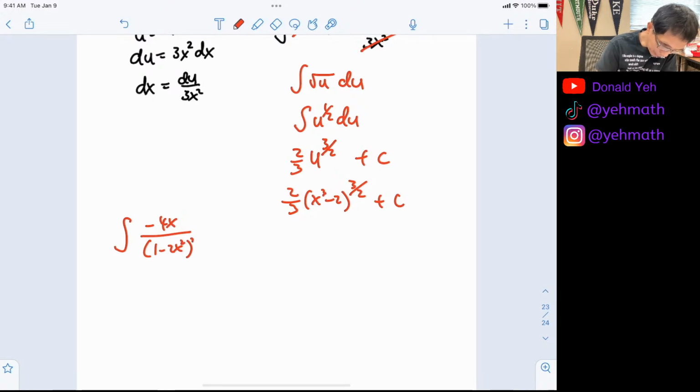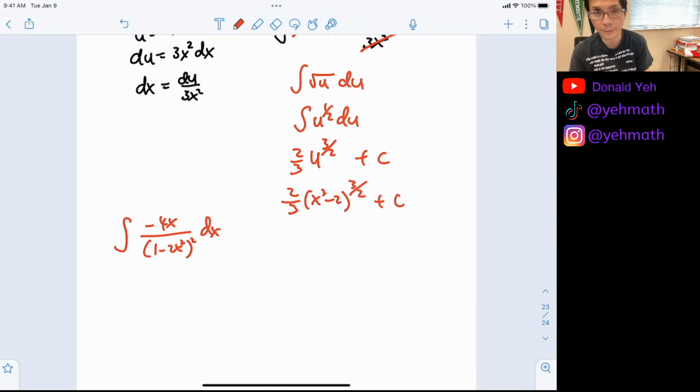This is the square to the 2 dx. Come on, you guys gotta be able to do this.